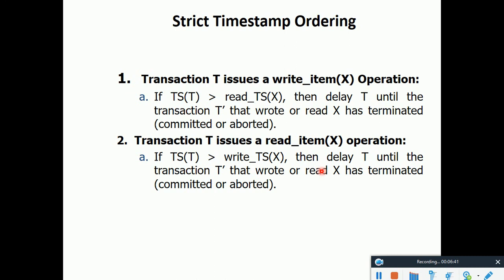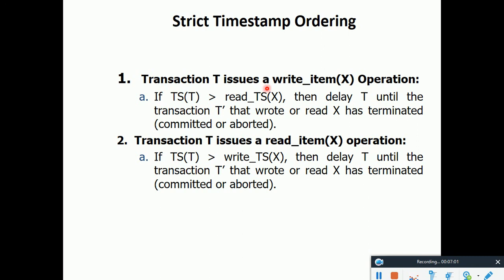The variation to the basic TO algorithm, known as strict timestamp ordering, can arrest the problem of cascading rollback. So how are we changing it? We have made a slight change in the basic TO algorithm, and it becomes strict timestamp ordering. So what is the first case?